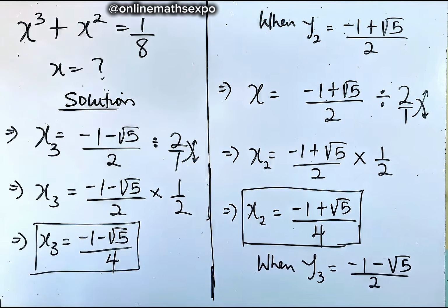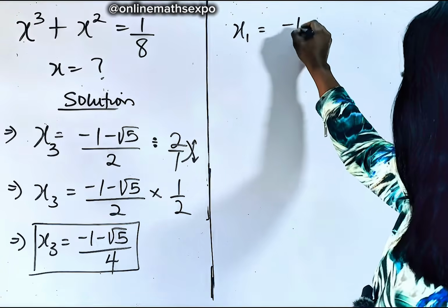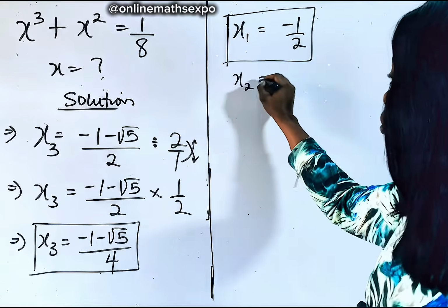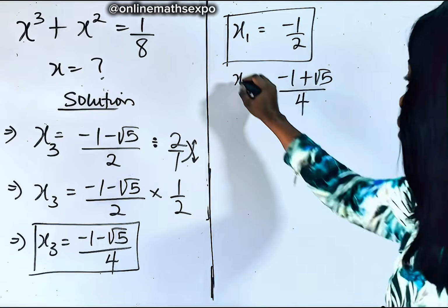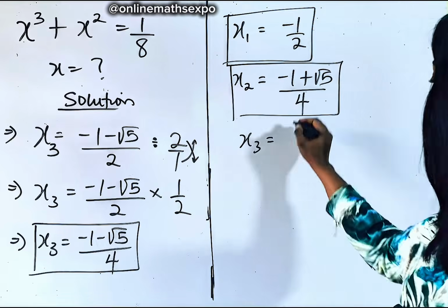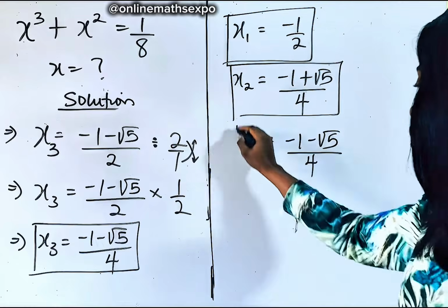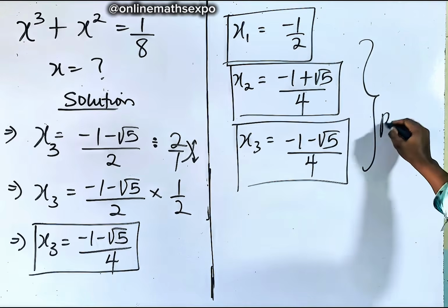Now let's bring them together. The first value of x is negative half. Then the second value of x is negative 1 plus root 5 over 4. And then the third value of x is negative 1 minus root 5 over 4. And these three numbers are all real numbers.